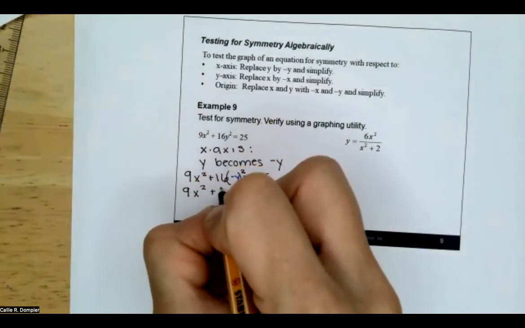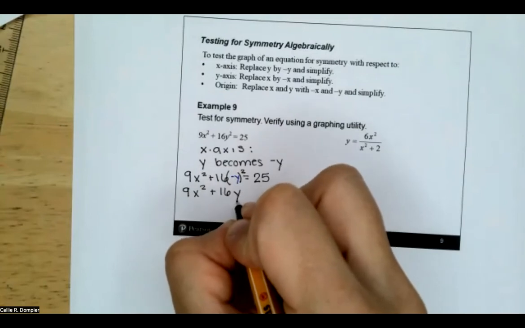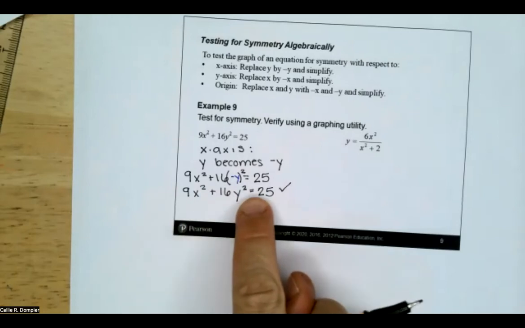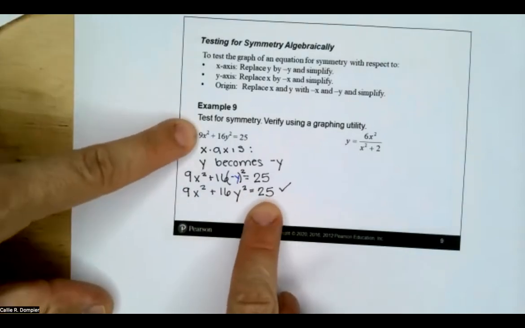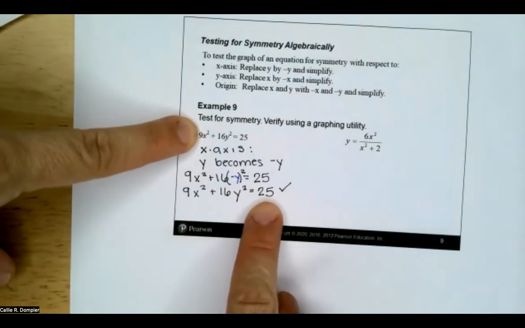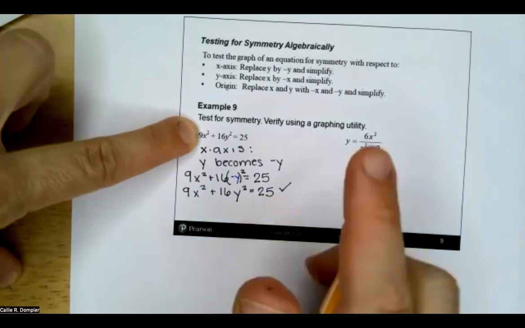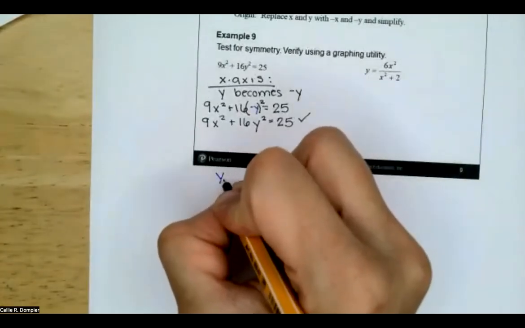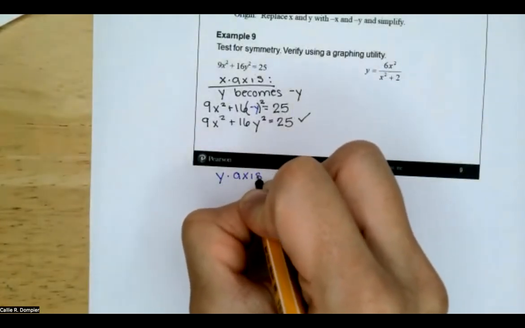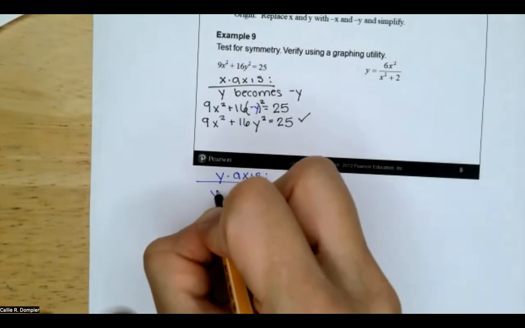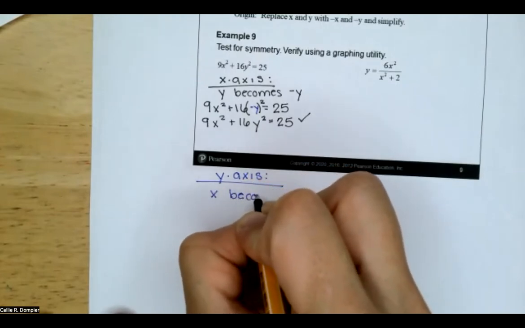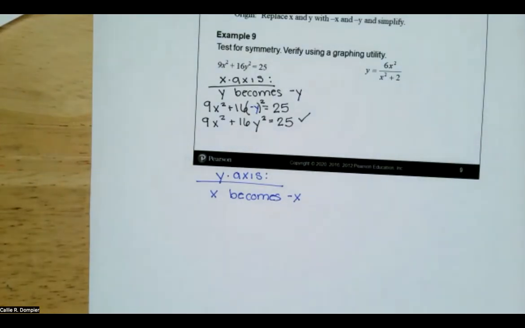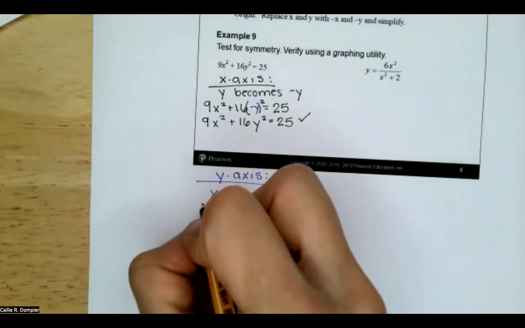9x squared plus 16 times negative y squared, which is the same as y squared. So that is simplified. If I simplify it and I get the same equation back, it is symmetric. So that's for the x-axis. For the y-axis, x becomes negative x.